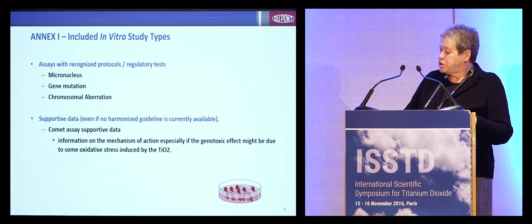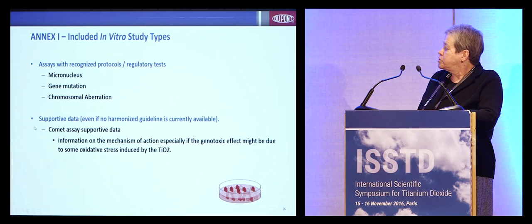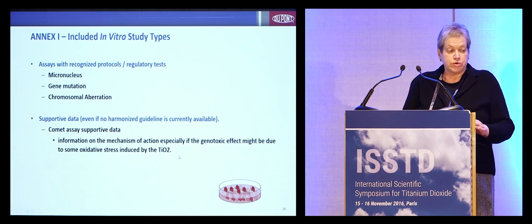So the in vitro study types that were taken into account were the in vitro micronucleus, gene mutation tests, chromosome aberration tests, and then the supportive data from the COMET assay. Information on the mechanism of action, especially if the genotoxic effects might be due to some oxidative stress induced by the TiO2.